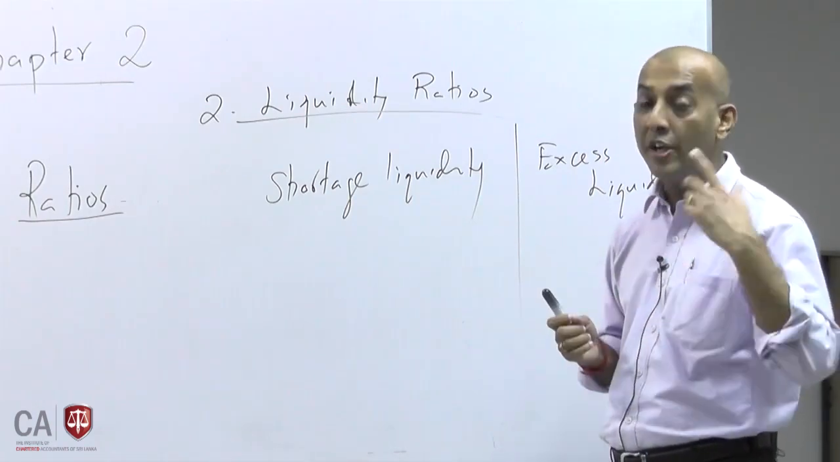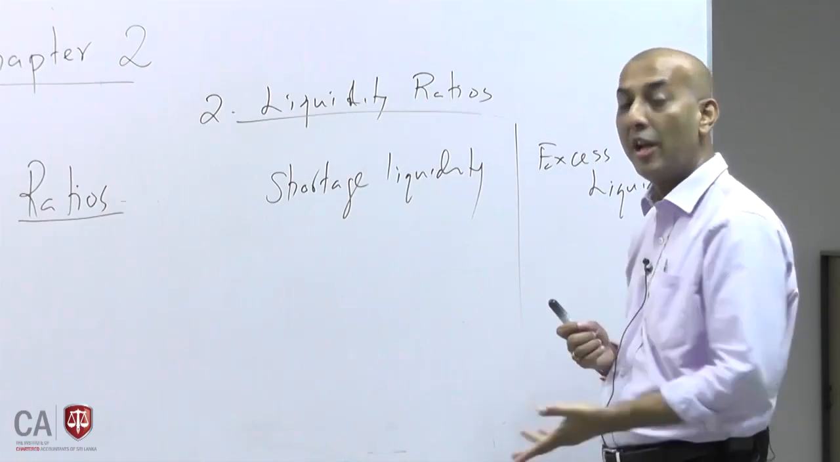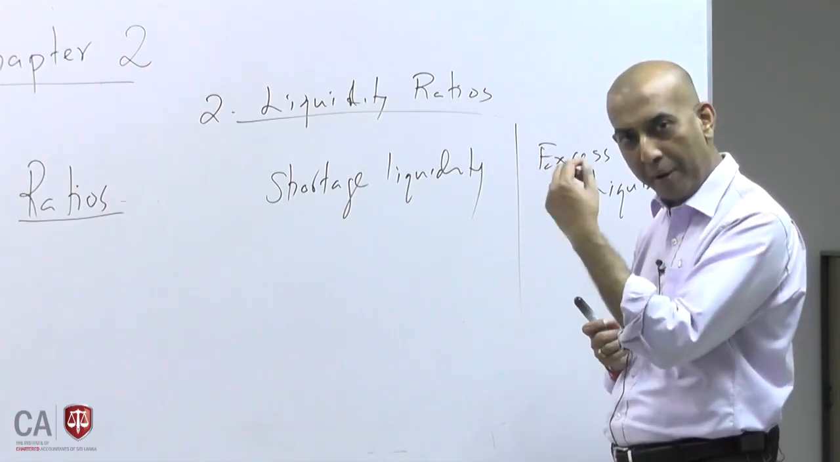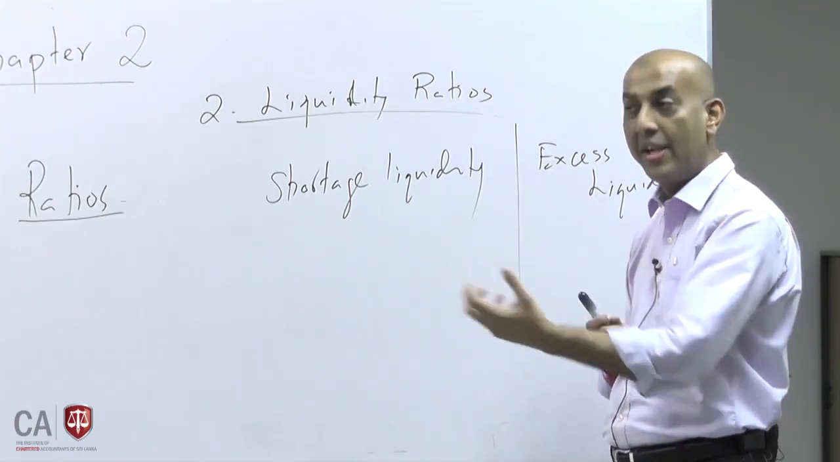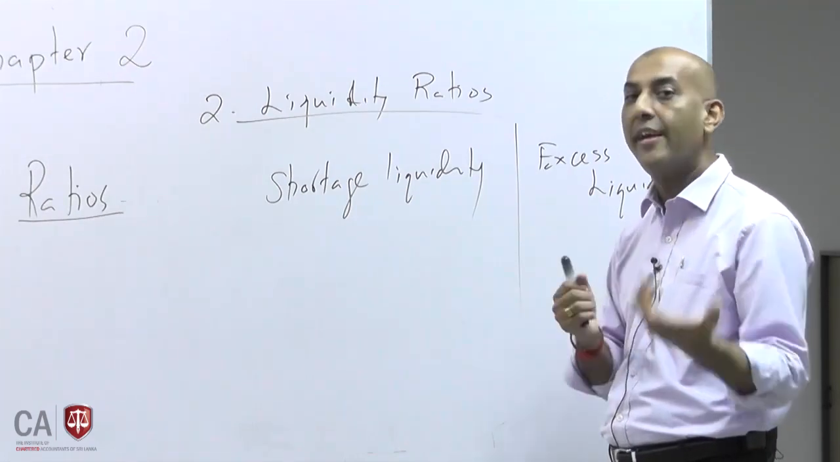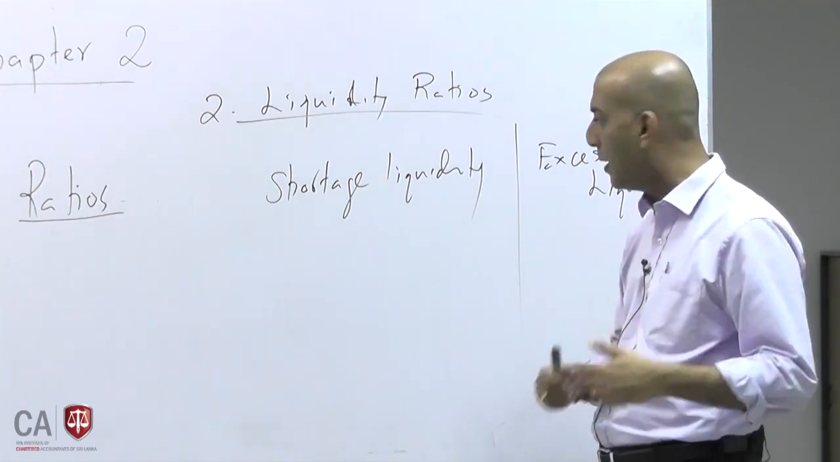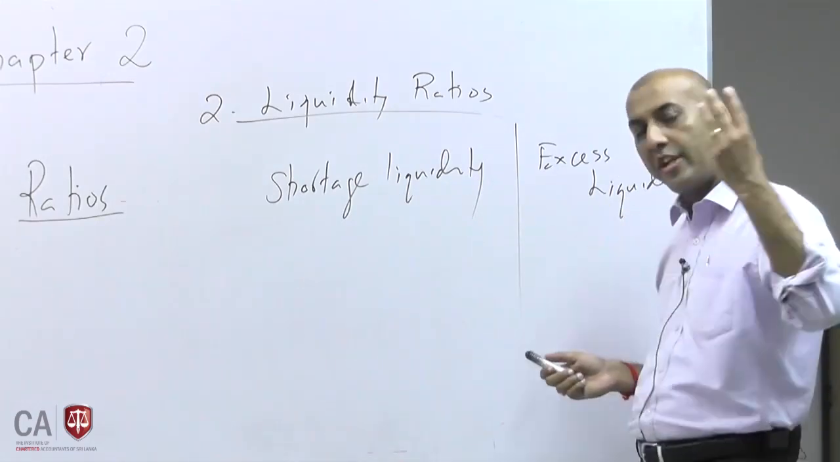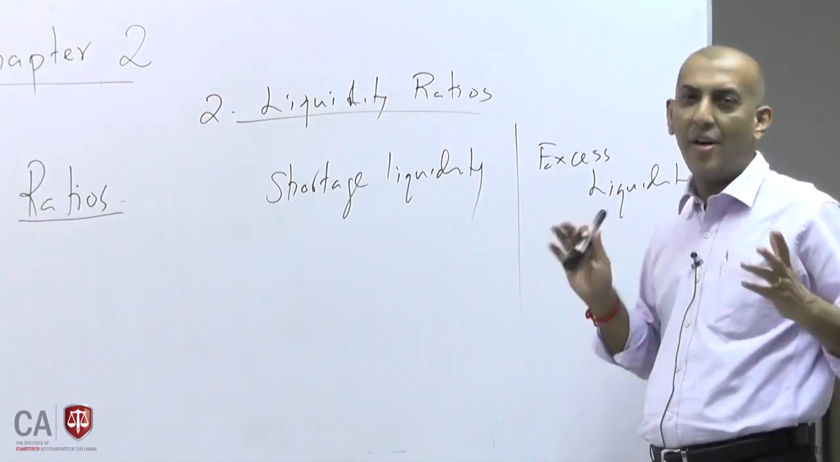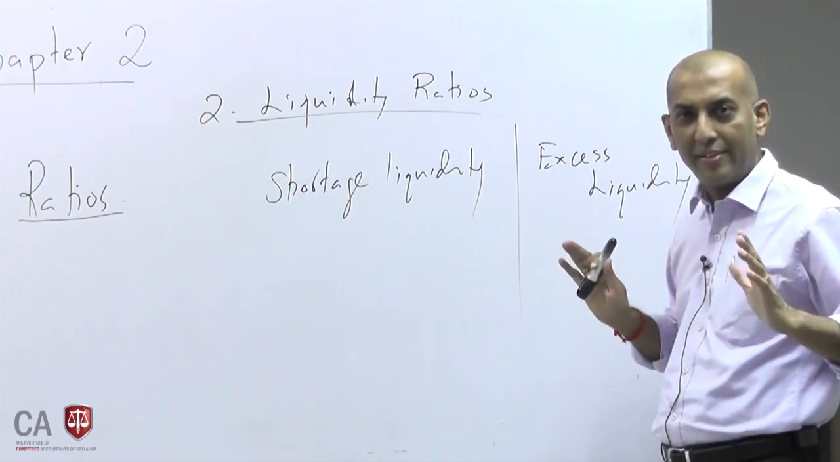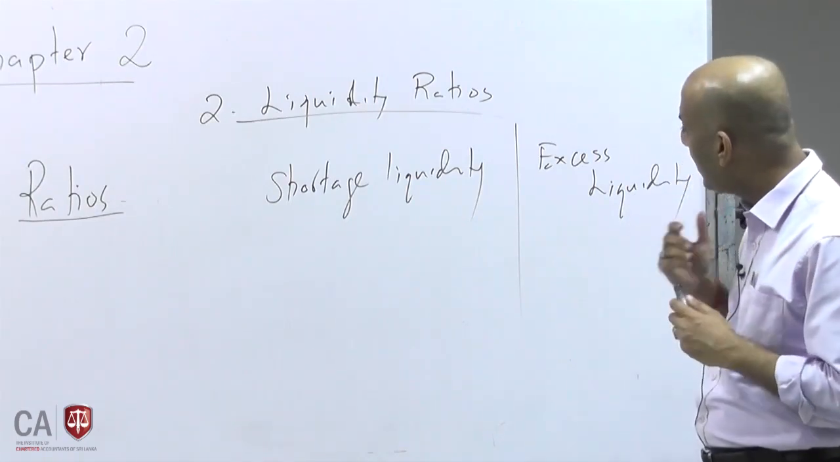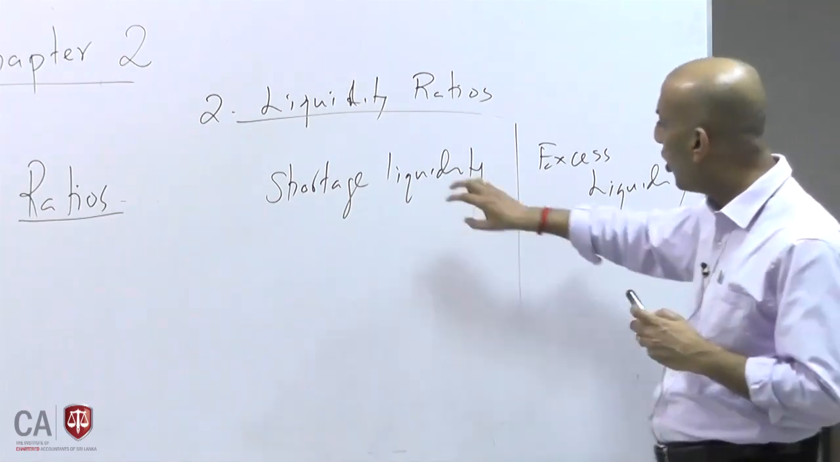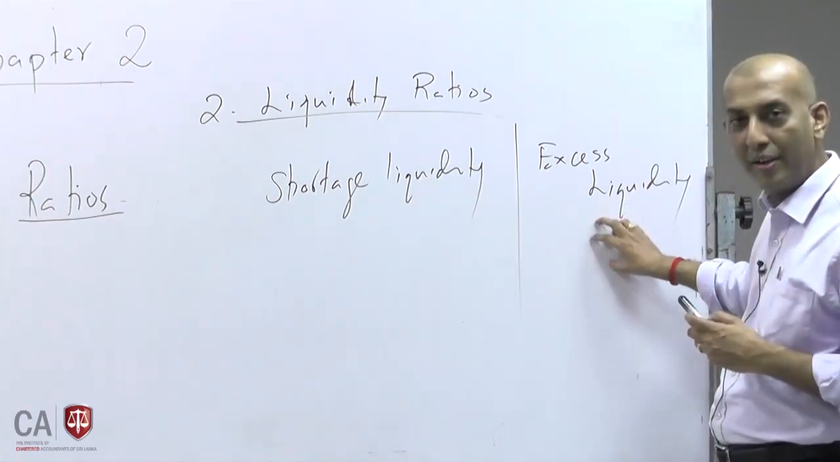So you don't have 1 rupee to pay a 1 rupee liability. To pay a 1 rupee liability, your normal commitments, you don't have even 1 rupee. You have 80 cents. That means you have a serious problem. That is shortage of liquidity. Excess liquidity is when, to pay 1 rupee, you have 3 rupees. So you have enough liquidity. You are in a very, very better wicket. Now tell me, what is the problem of shortage of liquidity, excess liquidity?